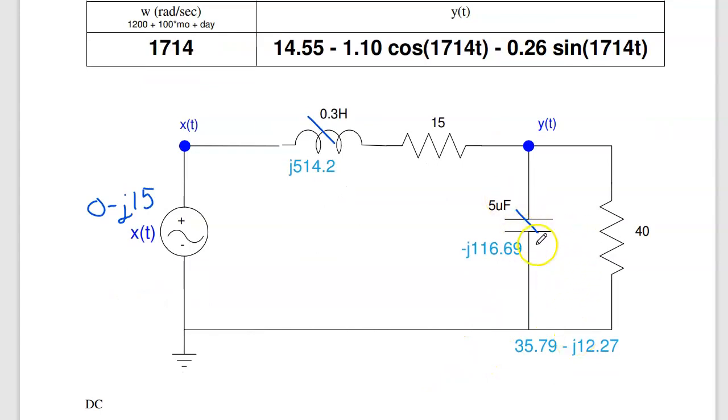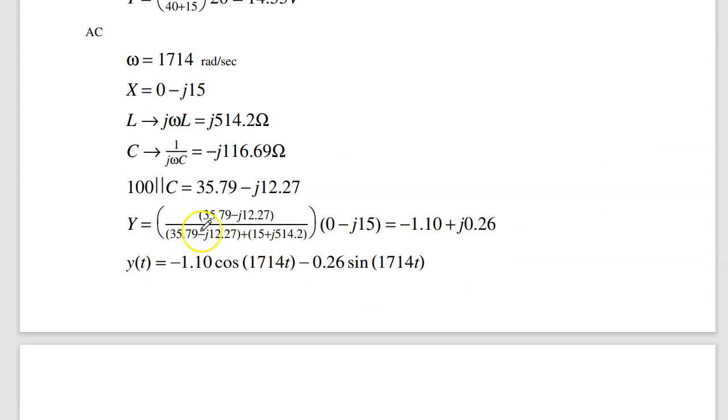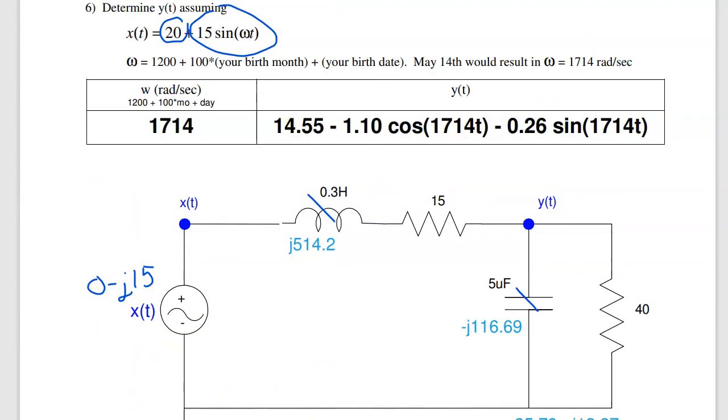And now do voltage division. It's this impedance divided by the total impedance times the input. That gives you the resistor-capacitor over the total resistor-capacitor plus inductor-resistor times the input, 15 sine, which gives you a complex number. And what that means is the real part is cosine, minus j is sine. So this is the AC term. The total answer is DC plus AC. I'll add this term plus this term to get my total answer. And that's what you should have. So that's quiz number 1 for ECE 320 for spring 2022.